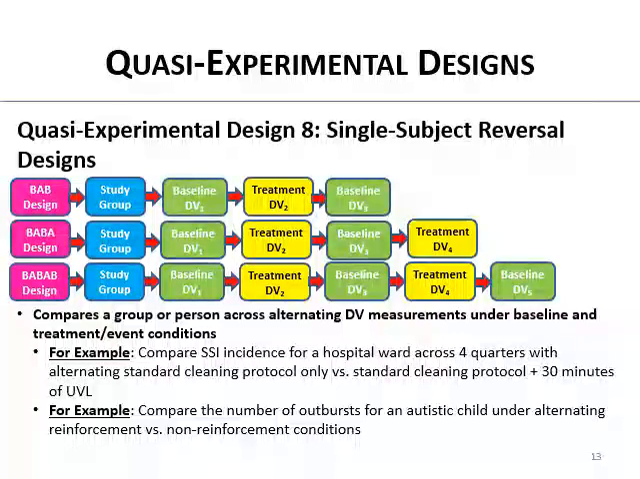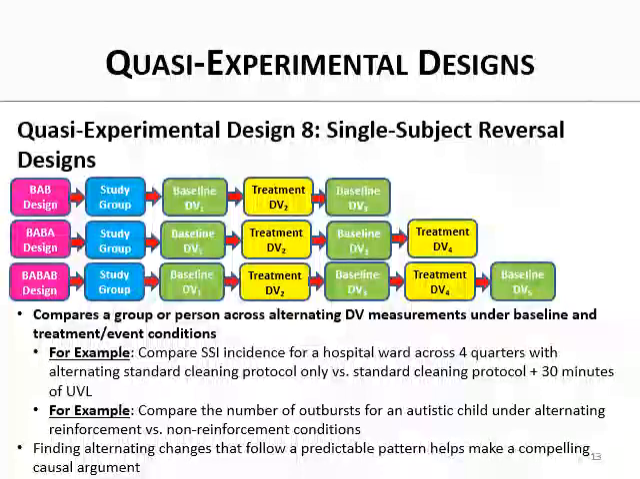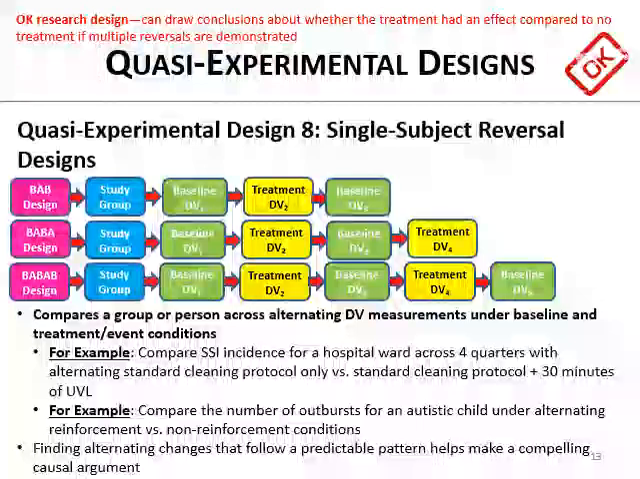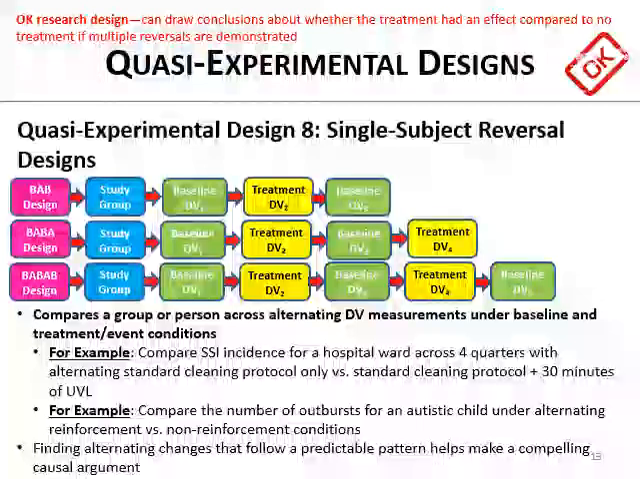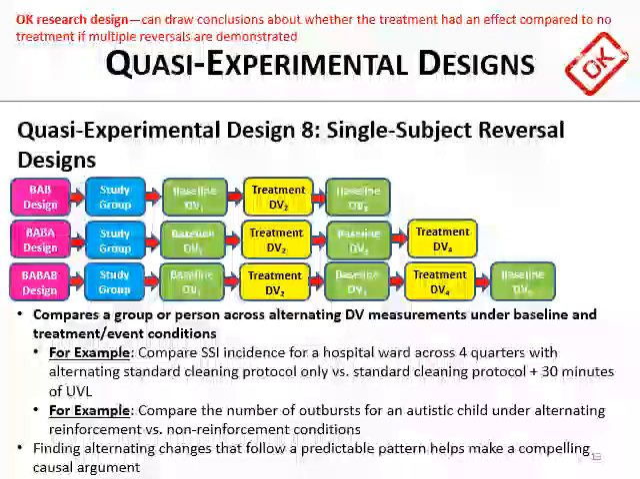Or you can compare the number of outbursts, for example, for an autistic child under alternating reinforcement and non-reinforcement conditions. And this is kind of where it comes out of, actually. When you find alternating changes that follow a predictable pattern, it does help make a compelling causal argument for the treatment. So this is an okay design. The more BABs you do and the more consistent the results are, you can draw conclusions about whether the treatment had an effect compared to no treatment if multiple reversals are demonstrated.